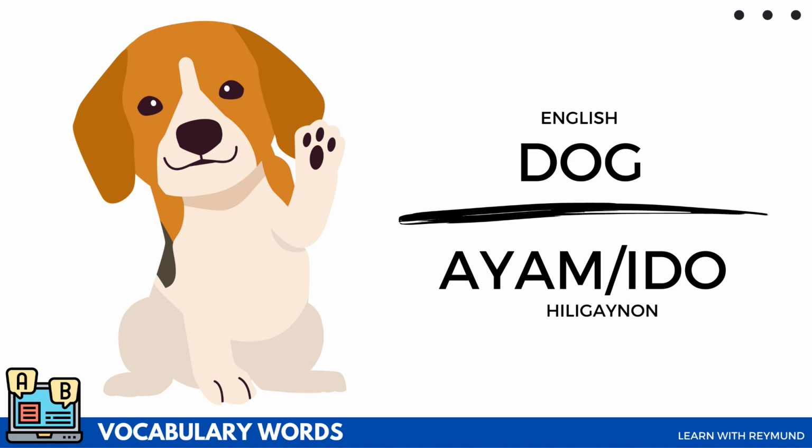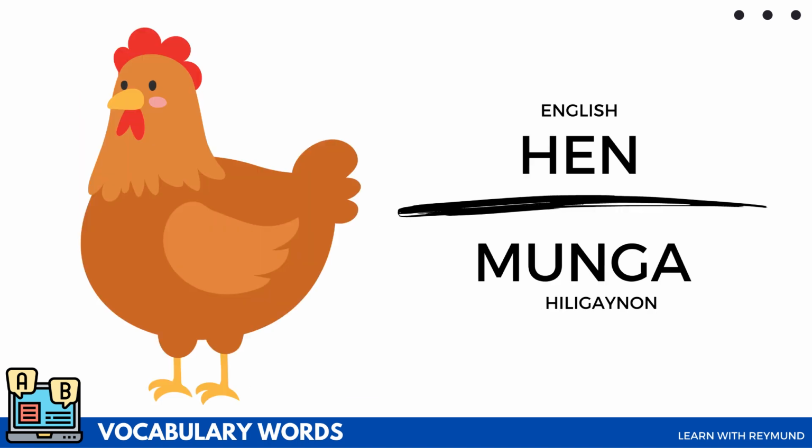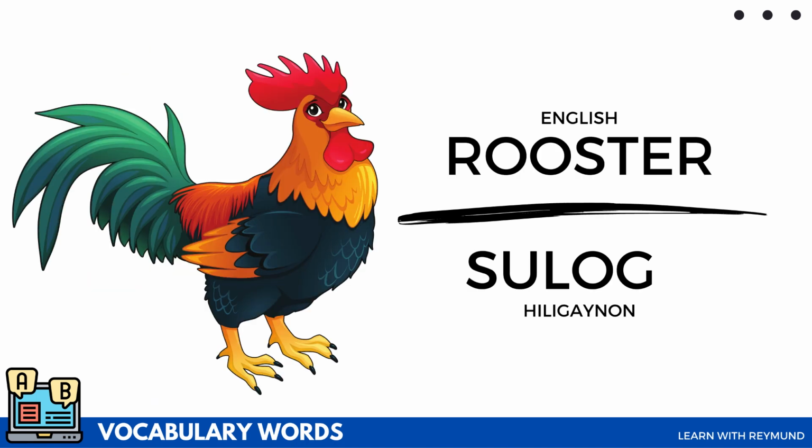In English, it's a dog, and in Hiligaynon, it can either be an ayam or an ido. Dog, ayam, ido. In English, it's a chicken, and in Hiligaynon, it's manok. Chicken, manok. In English, it's a hen, and in Filipino, it's a munga. Hen, munga. In English, it's a rooster, and in Hiligaynon, it's sulog.